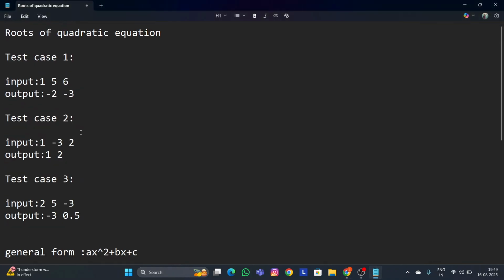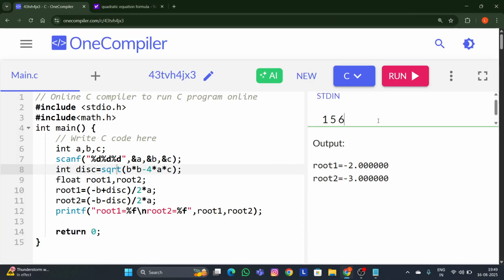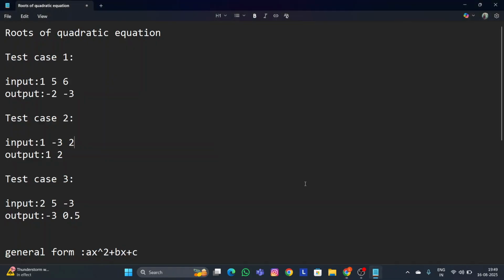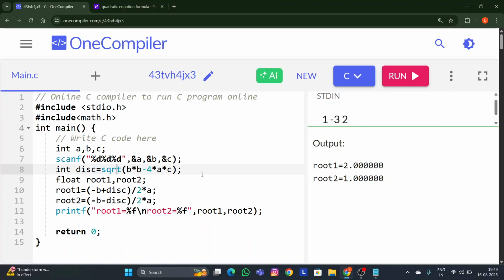We will see another test case also. Our second test case is 1 minus 3 2. We will get 2 and 1 as the roots. So this is the program for finding the roots of a quadratic equation.